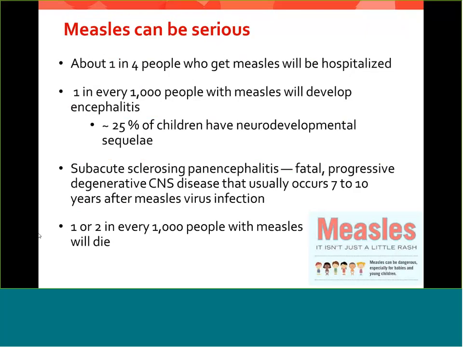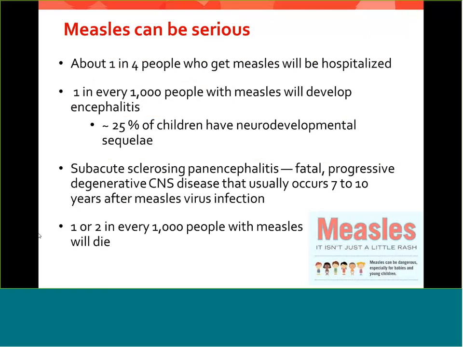All right, so measles itself, as we all know, can be serious. About 1 in 4 people who get measles will be hospitalized, and about 1 in every 1,000 people who have measles will develop encephalitis. Of those individuals, 25% of the children will have neurodevelopmental sequelae. 1 or 2 in every 1,000 people who get measles will die.